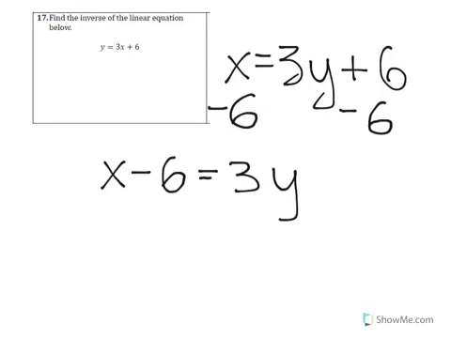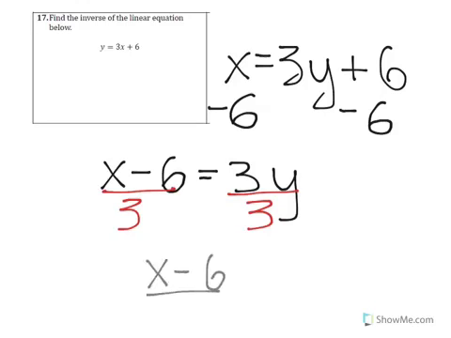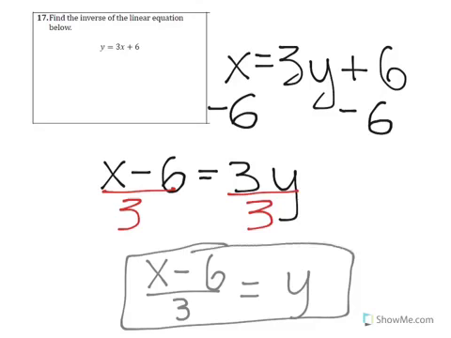And now the only other thing I have to do is the opposite of multiplying by 3 on this side. In balancing both sides, I just divide by 3. This is going to give me y alone. Y is now alone, and actually, this is the answer. This is the inverse of the function above.